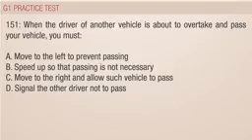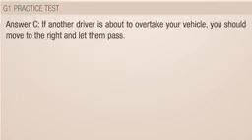Question 151. When the driver of another vehicle is about to overtake and pass your vehicle, you must: A. Move to the left to prevent passing. B. Speed up so that passing is not necessary. C. Move to the right and allow such vehicle to pass. D. Signal the other driver not to pass. Answer C. If another driver is about to overtake your vehicle, you should move to the right and let them pass.